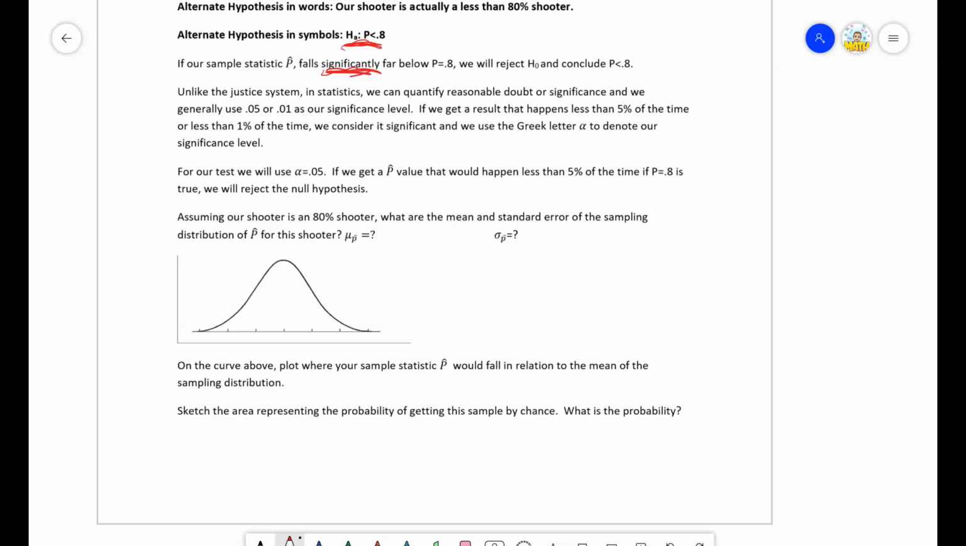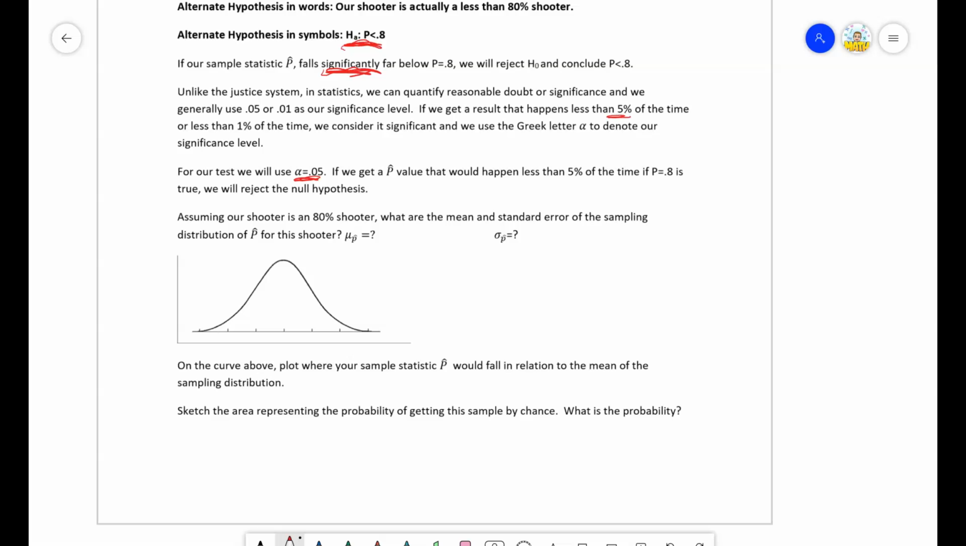Okay, so we have to decide ahead of time what we're going to consider unusual. If something happens less than 5% of the time, is that unusual? We will call that an alpha value of 5. And we're going to let alpha, that's our significance level, be 5%. This is the probability that we will incorrectly reject the null hypothesis, right?